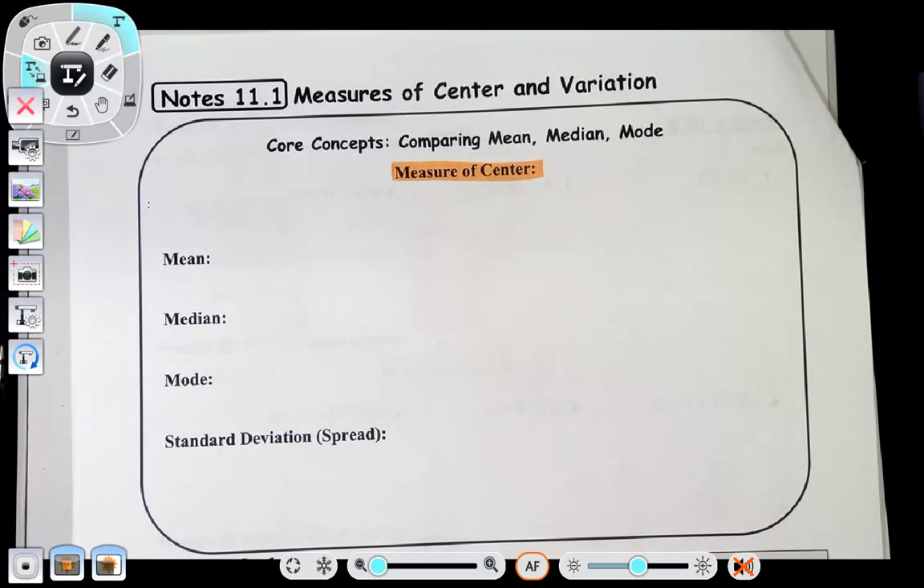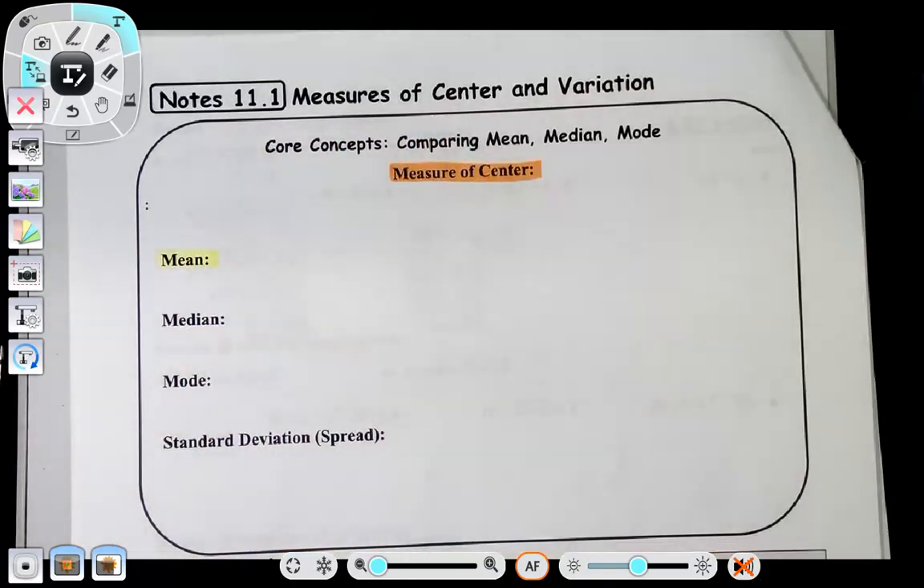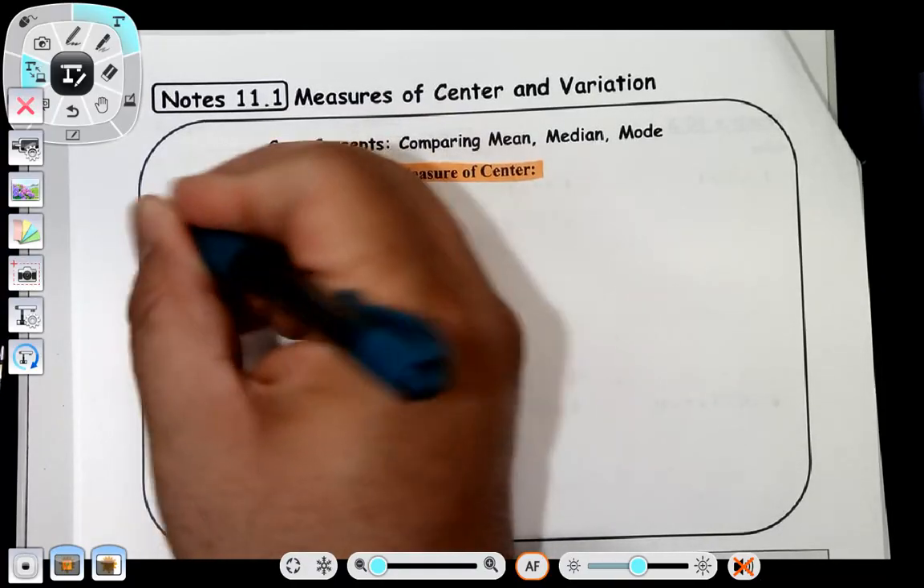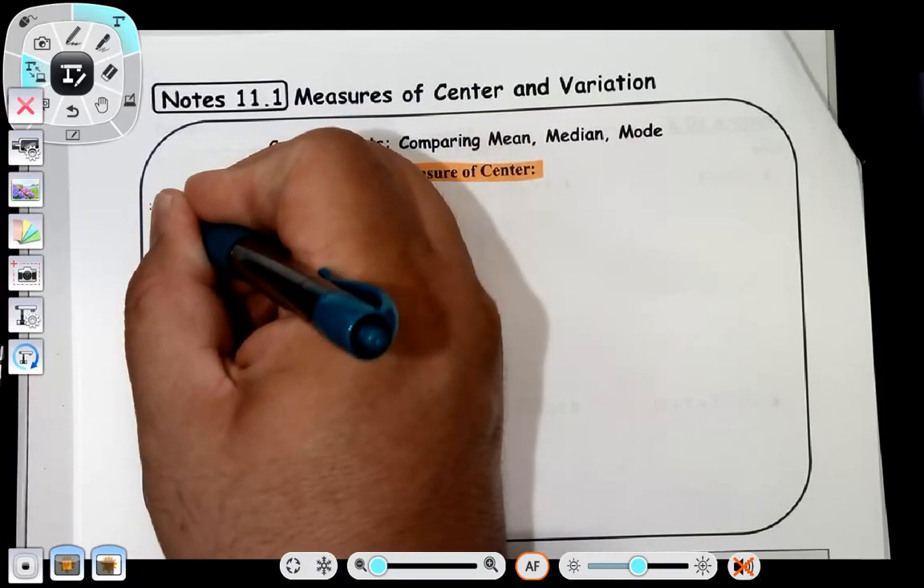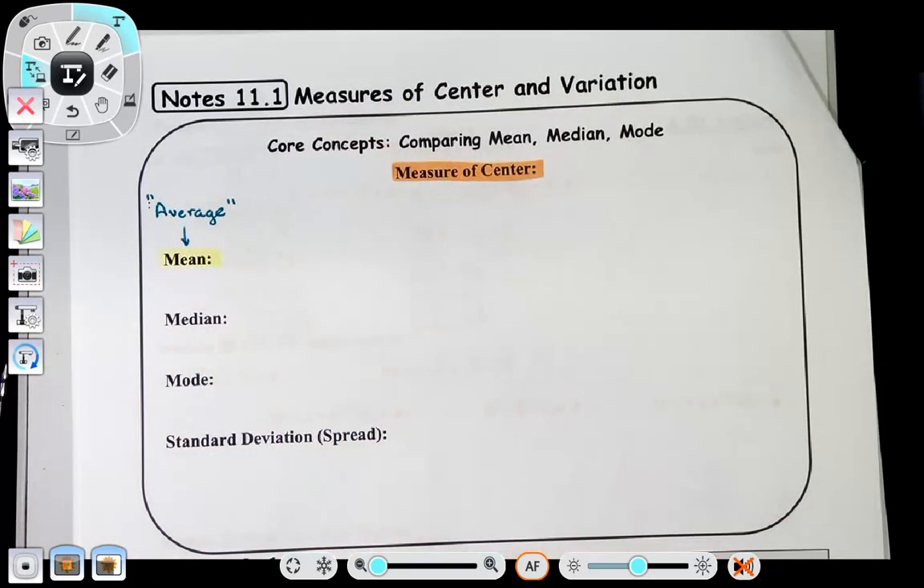So the first one that we have is the mean. Well, the mean also goes by a different name. The mean is also known as the average. So this goes back, like I said, to your middle school days. But we are starting, like I said, we're in our last unit here.